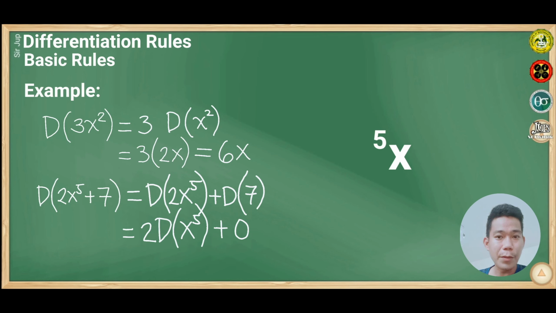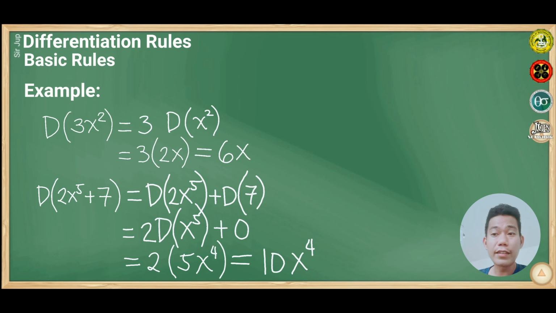So, ang derivative ng x to the 5th, yung 5 mapupunta sa coefficient, at saka matira sa exponent is 5 minus 1 equals 4. So, ang derivative ay magiging 2 times 5x to the 4th, or this is equal to 10x to the 4th. Okay? So, 10x to the 4th plus 0 is 10x to the 4th. So, maraming examples sa module. So, just practice with those examples.